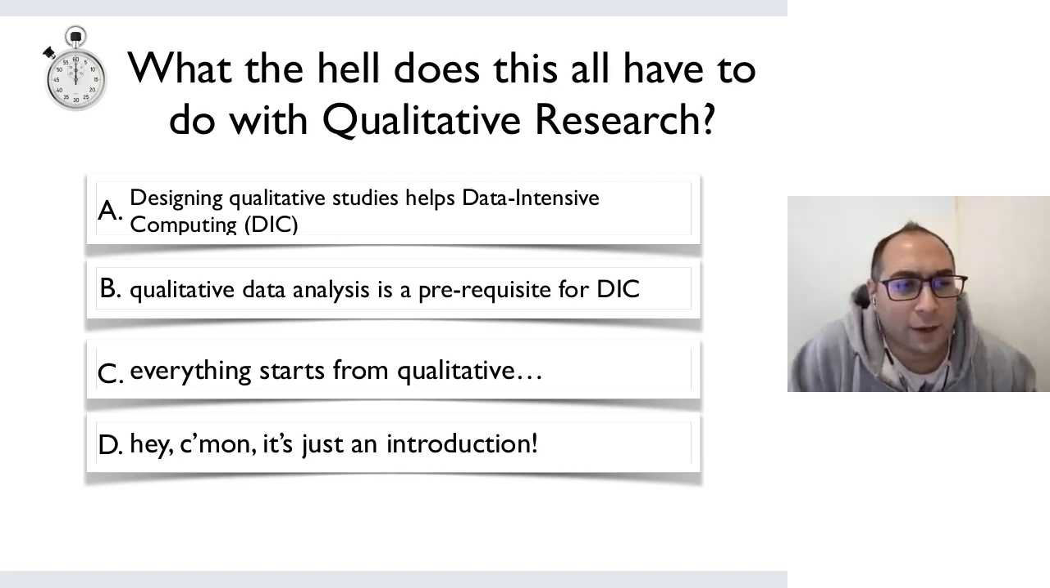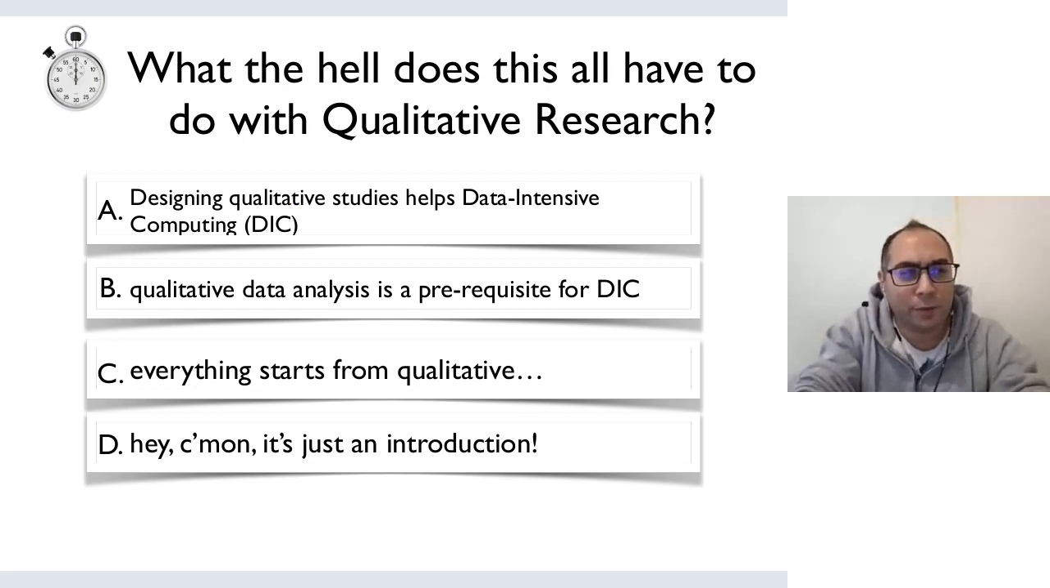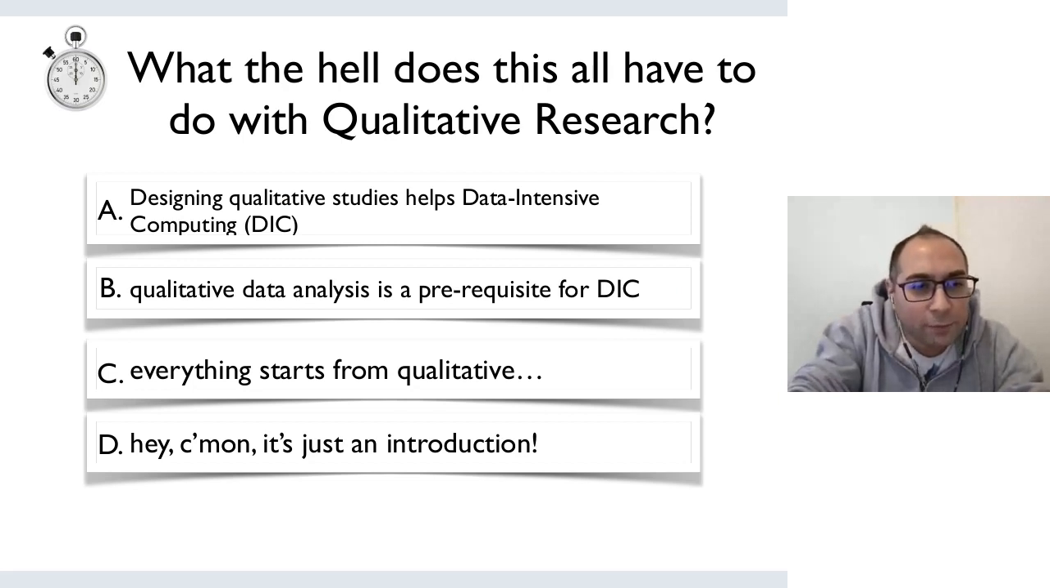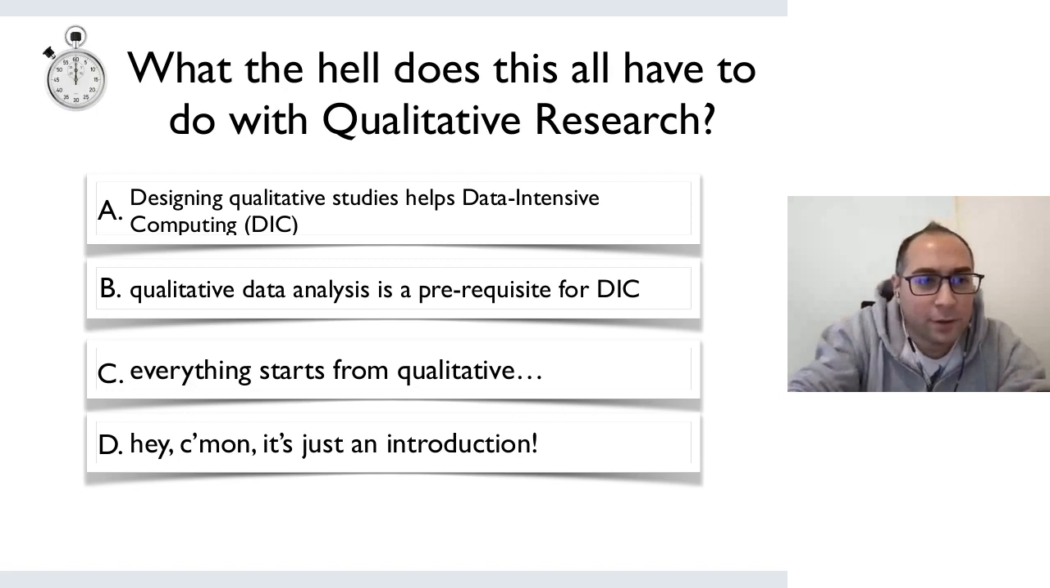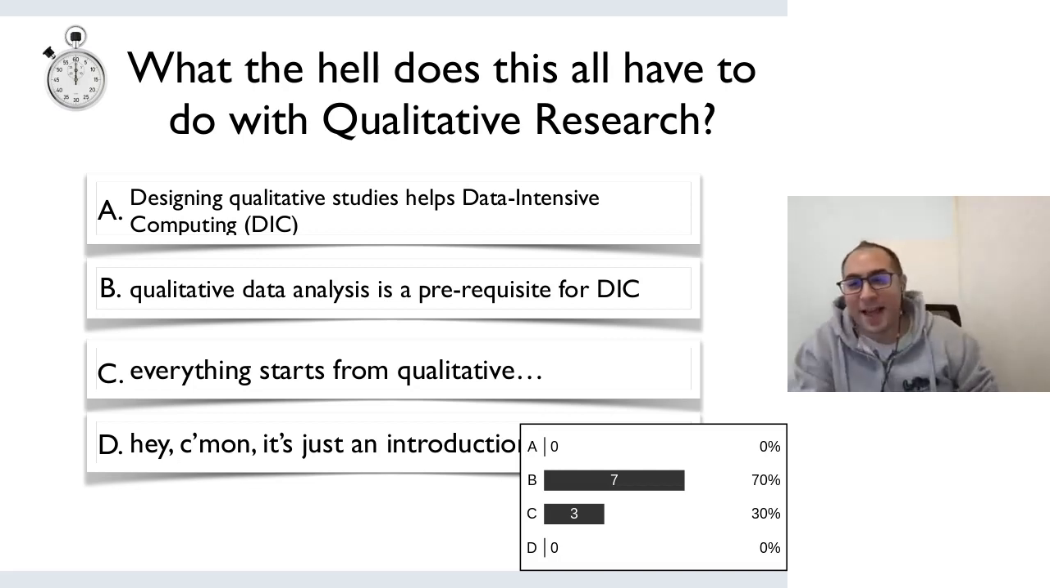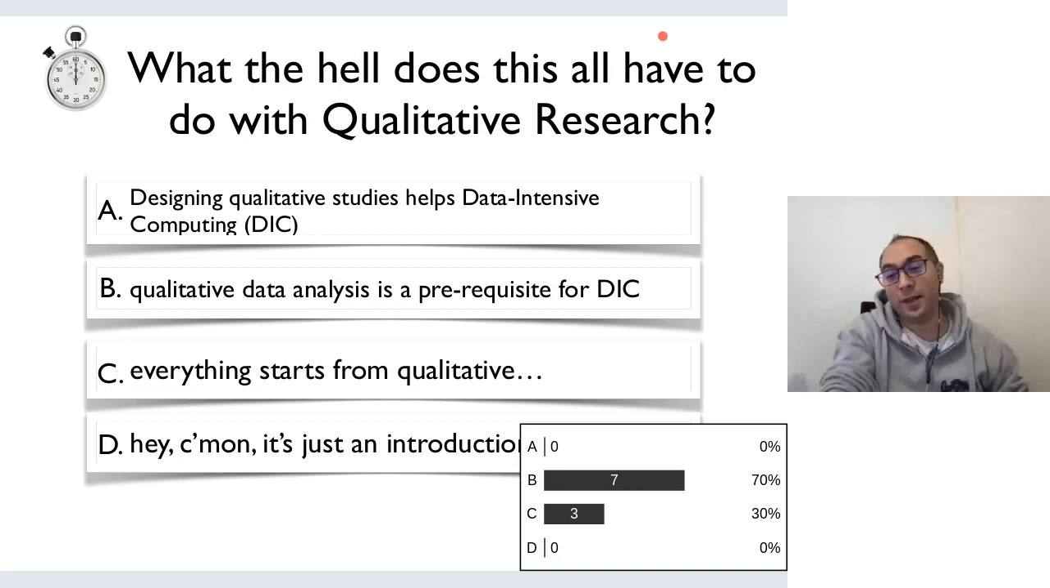Okay, let's see. I hear a lot of B's out there. Okay, so can you guys see the results? I don't remember if you guys can see the results, because I can share them with you. Public chat, let me see. Yes, thanks, Alex. Oh, you cannot see the results. I can show you. Hold on. How can I show the results? I can share my screen. Let me take a picture of this. Aha. There. How's that? 70% is B. Qualitative data analysis is a prerequisite for DIC, data-intensive computing.